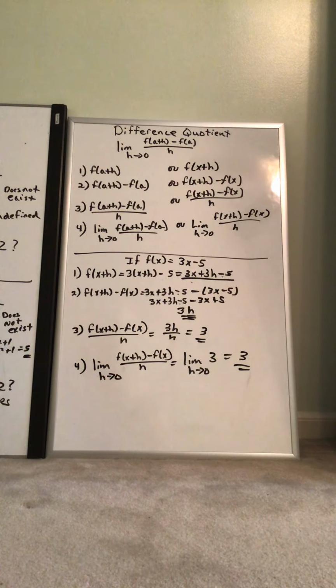For the second step, I took that and I subtracted the original function. So I did 3x plus 3h minus 5, and I subtracted the original function of 3x minus 5. And you will note that I put it in parentheses, and I always have students who say, I don't need to put it in parentheses, but then they forget to distribute, so they end up with wrong answers. So that gave me 3x plus 3h minus 5 minus 3x plus 5.